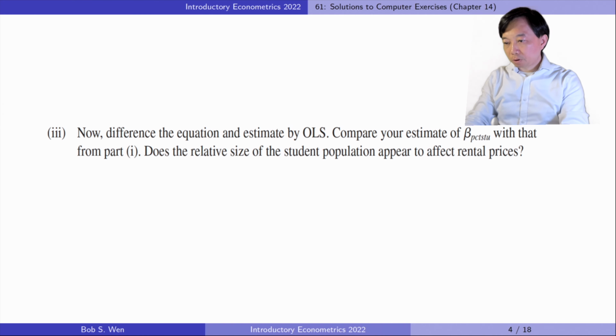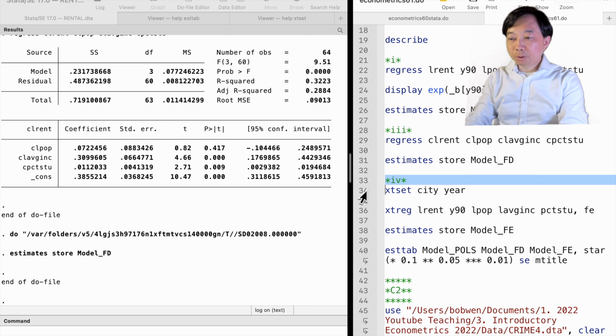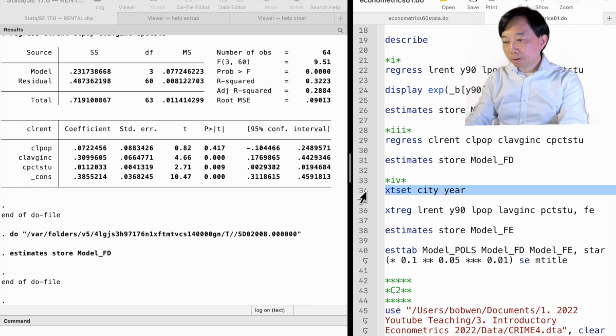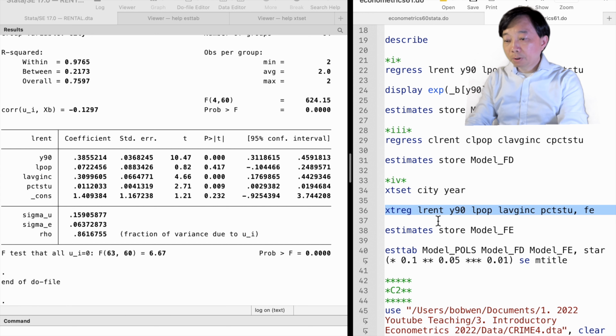In the last part, we estimate the model by fixed effects to verify that we get identical estimates and standard errors to those in Part 3. We estimate the model using the fixed effects method, that is, the time demeaning over time for each unit. In Stata, we use the xtreg command with the FE option to do the panel data fixed effects estimation.